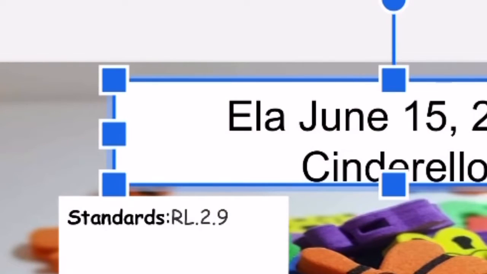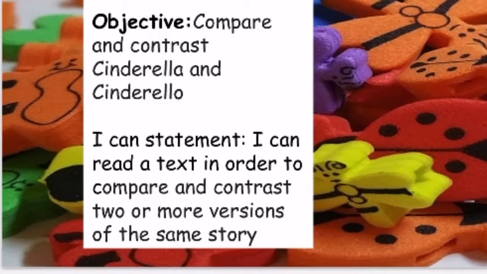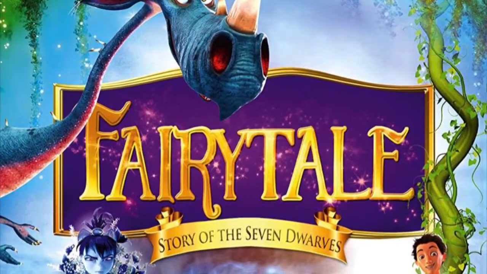So our standard for today is RL 2.9. Our objective is to compare and contrast Cinderella and Cinderella. And our I can statement is I can read a text in order to compare and contrast two or more versions of the same story. So let's get started.